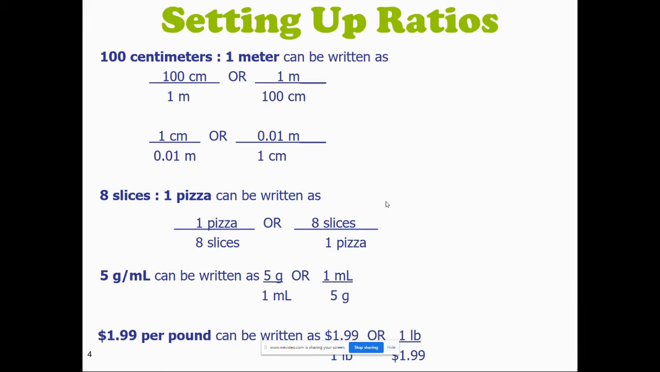The very top one is converting between meters and centimeters. For the pizza problem, it's converting between pizzas and slices. In the density one, it's converting between grams and milliliters. And in the money one, it's converting between the cost per pound.